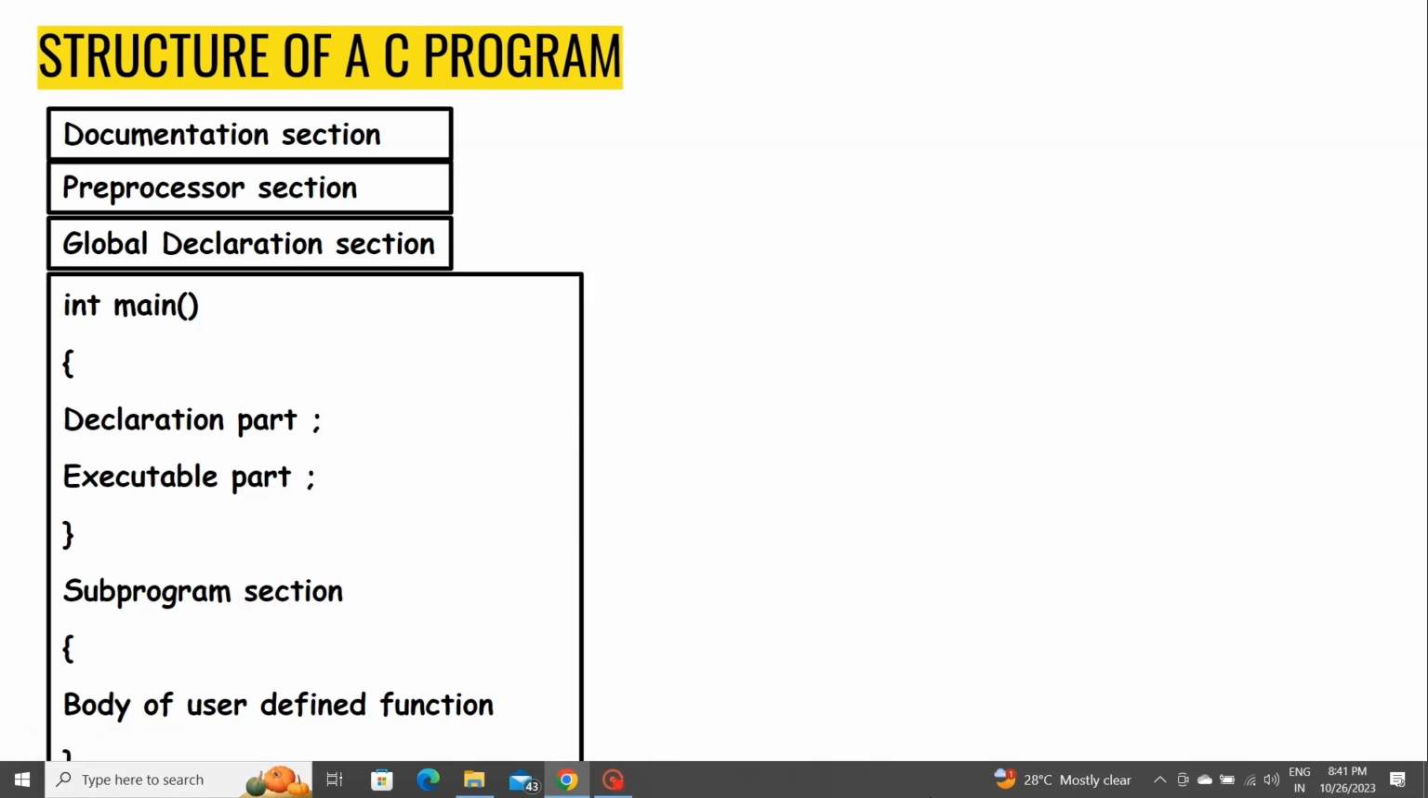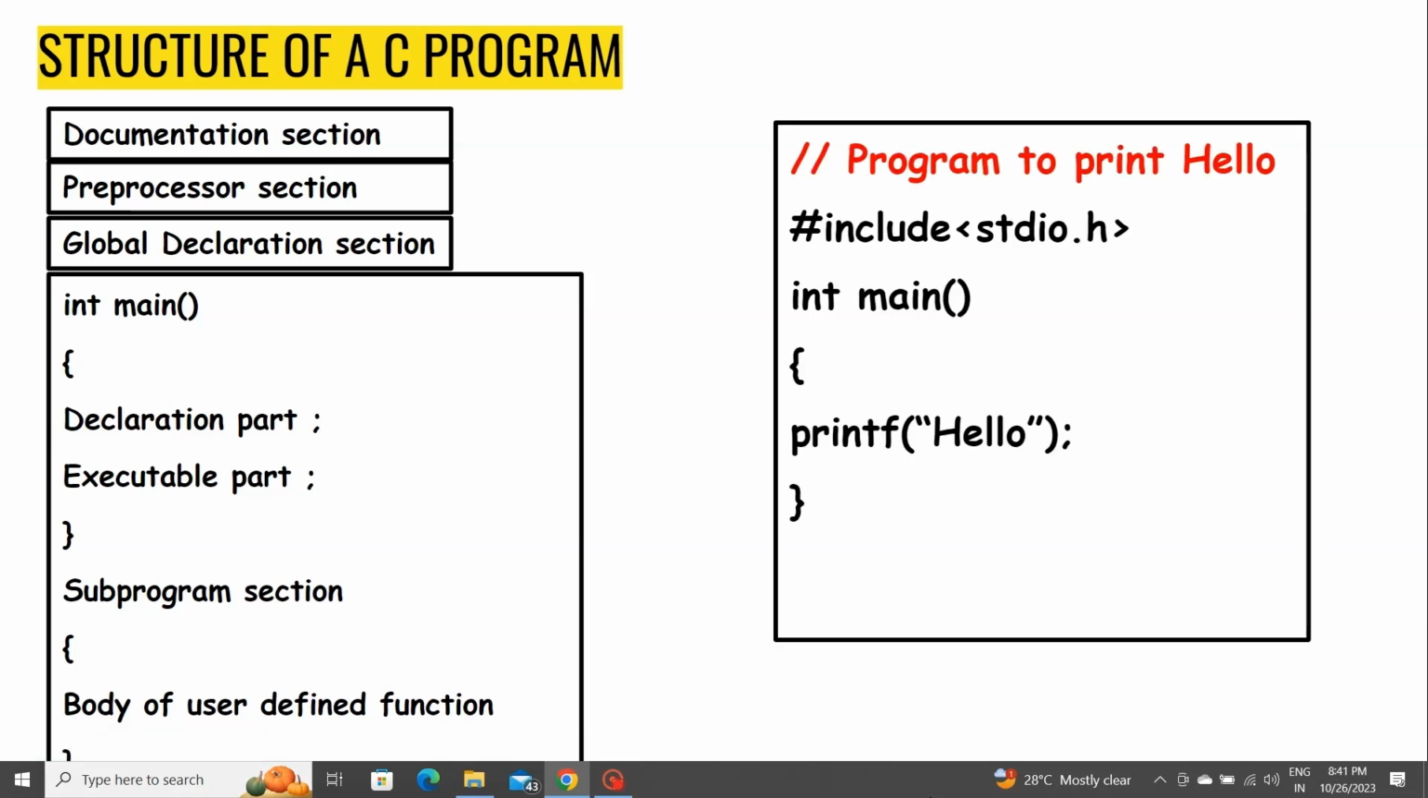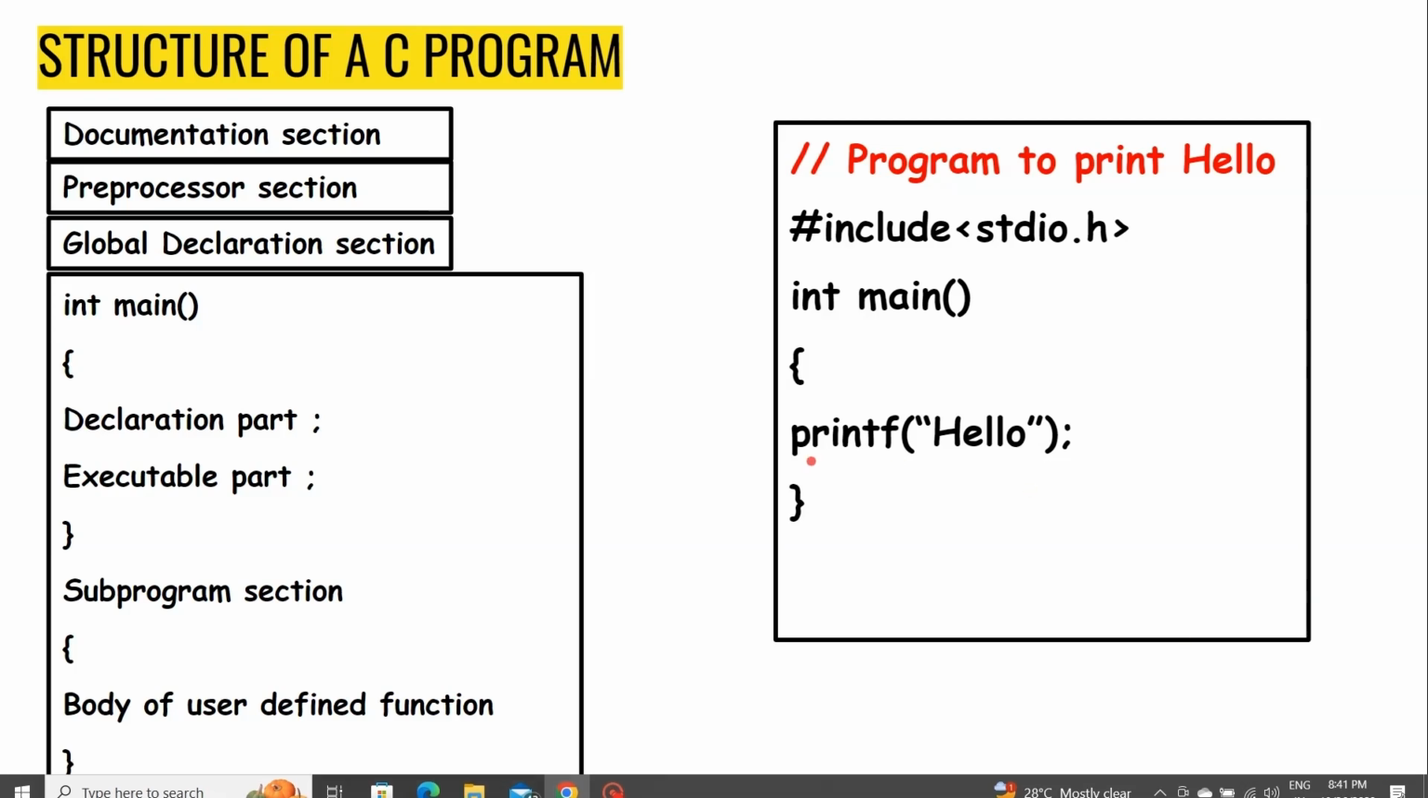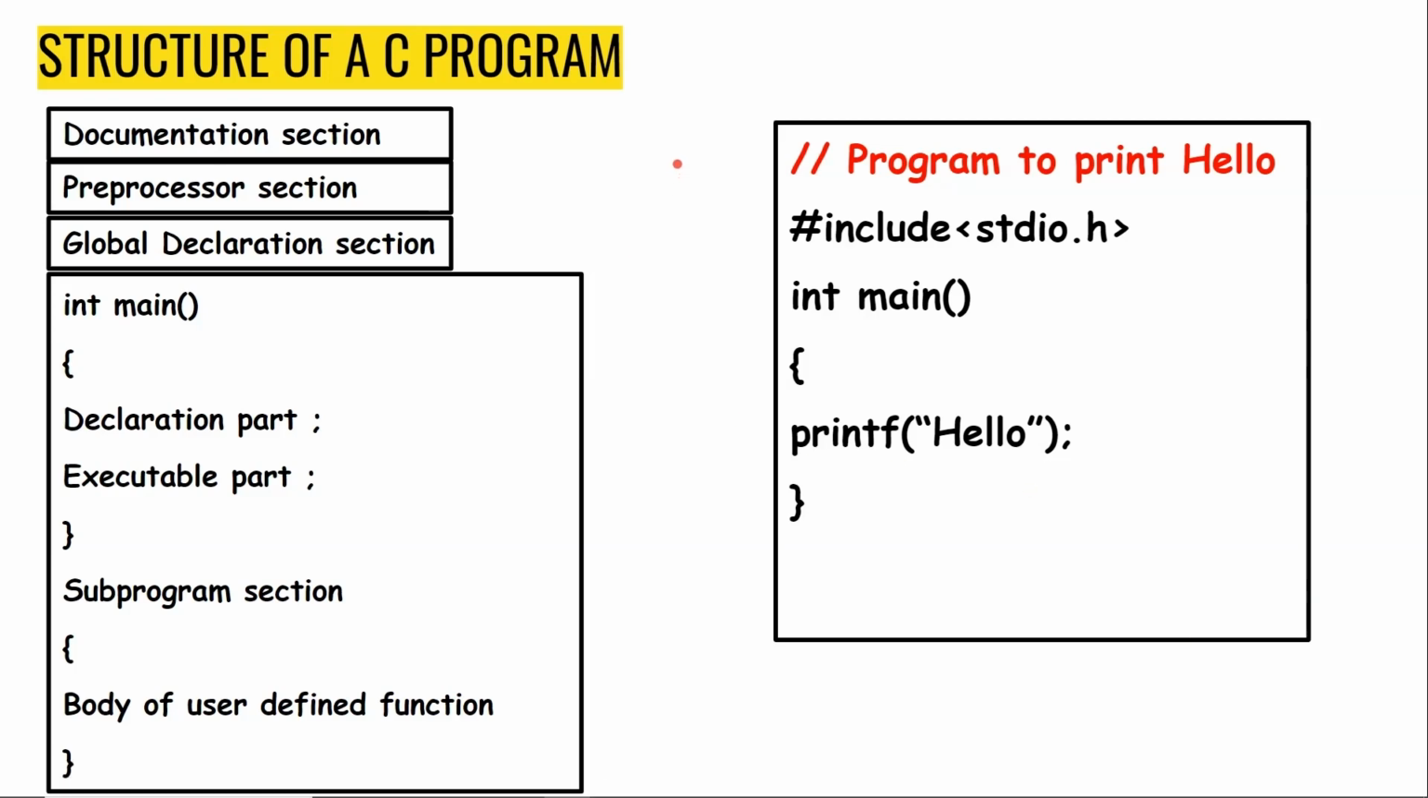So let us see one example which matches this basic structure. You can see here, we have a program to print hello. It is given in the comment section with a single line comment. Then we have the preprocessor section, hash include stdio.h. We have skipped the global declaration section as we do not have any global variable.